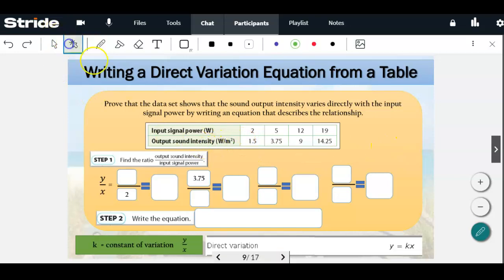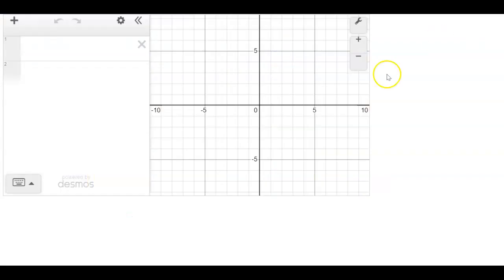All right, so writing a direct variation equation from a table. Now the input is always your X value, your output is your Y value. So this is X, this is our Y. So with the 2 here, this would be 1.5. And so then that would simplify. You can use your calculator if you need to.